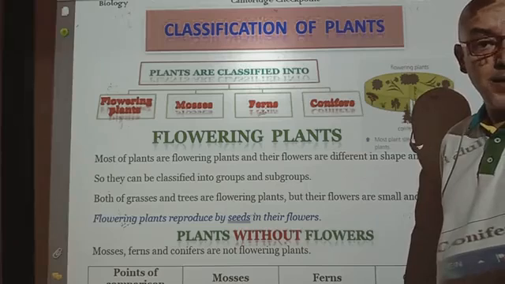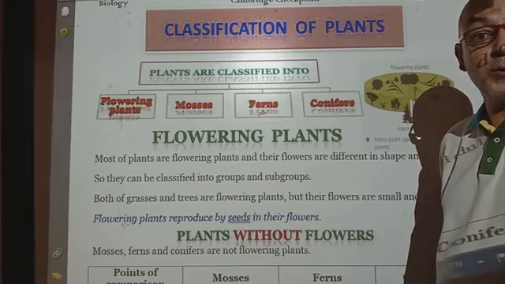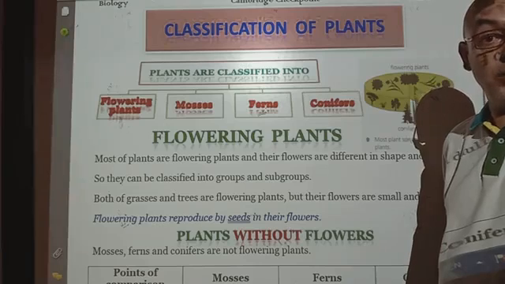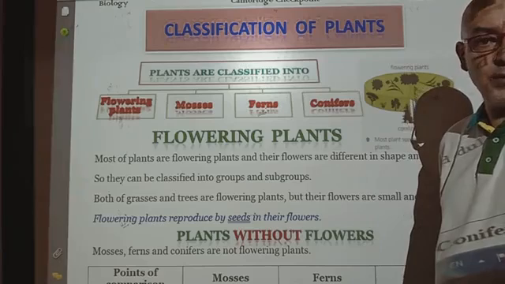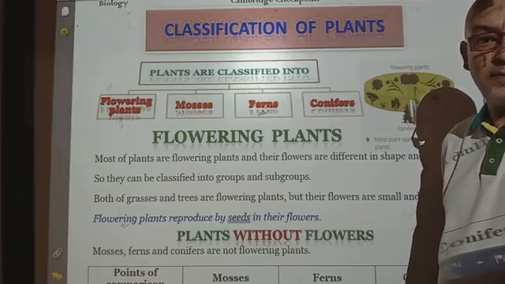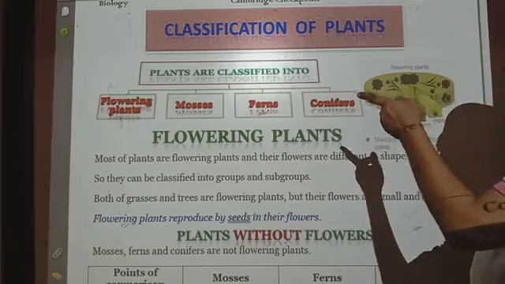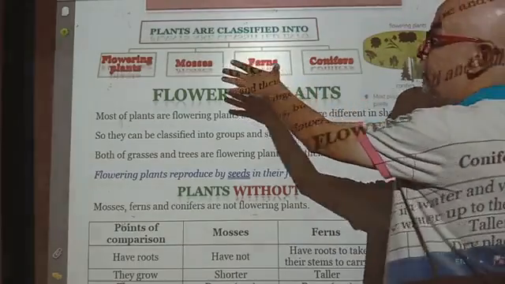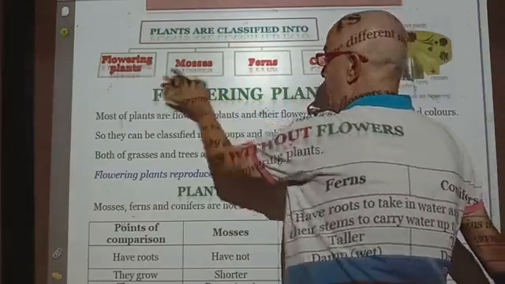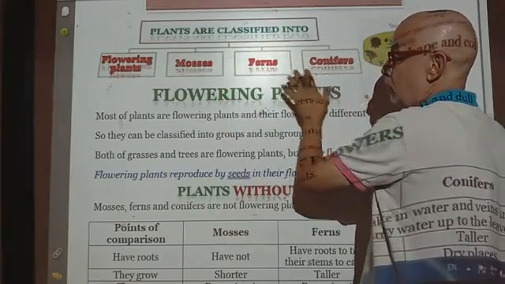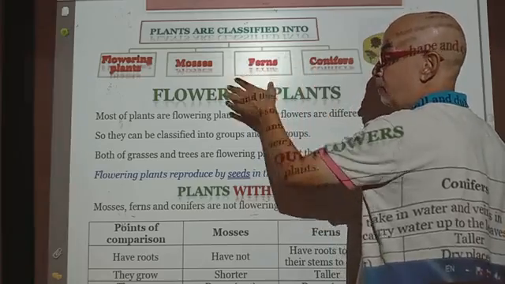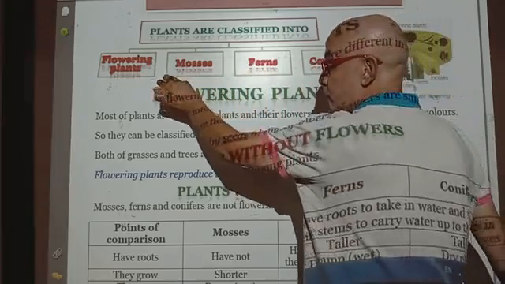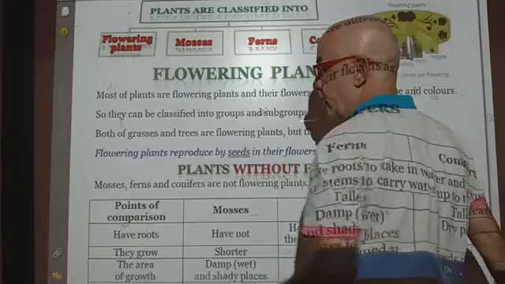The flowering plants are the plants which produce flowers. That's why they are called flowering plants. Some plants don't produce flowers, so they are called non-flowering plants. So, plants are classified into flowering plants and non-flowering plants. Non-flowering plants are three groups, but before explaining them, we have to give a short idea about the flowering plants.